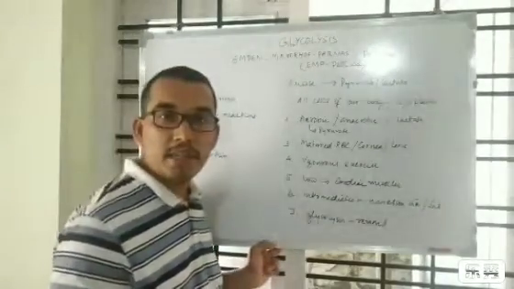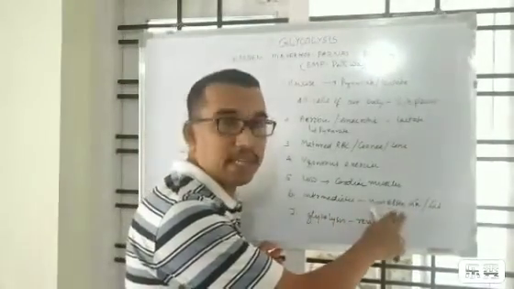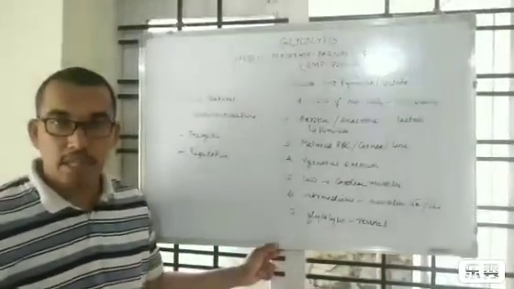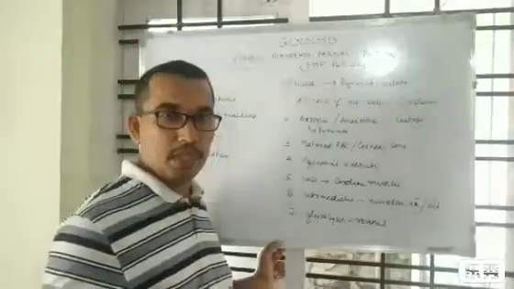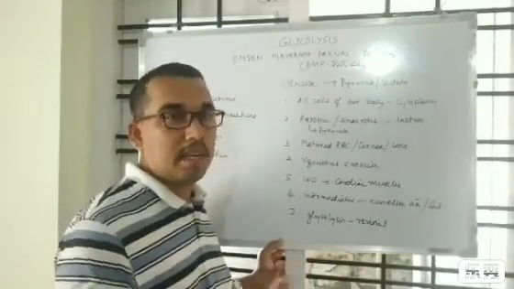Then several intermediates of glycolysis are involved in the synthesis of non-essential amino acids and fat. Then the reversal of glycolytic steps causes the production of glucose. It is otherwise known as gluconeogenesis, and we will discuss it later.